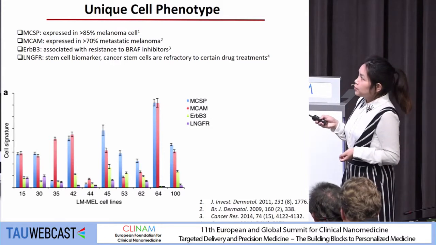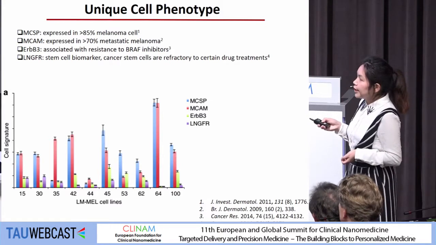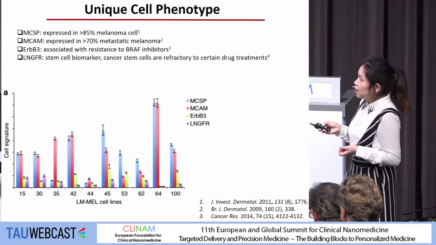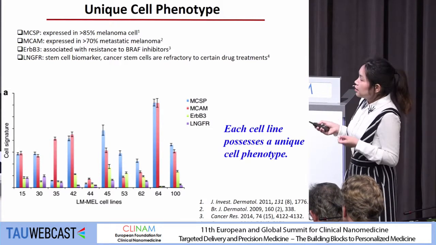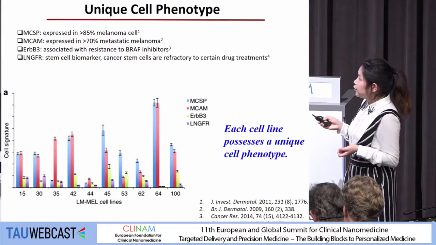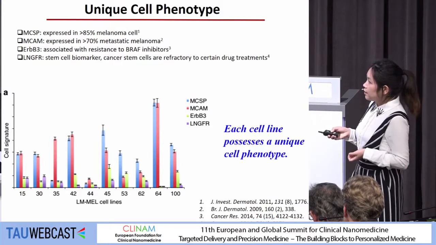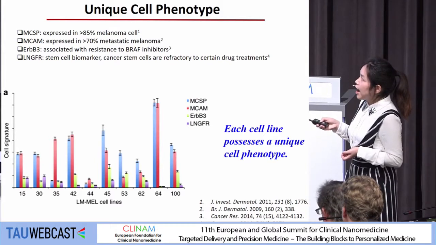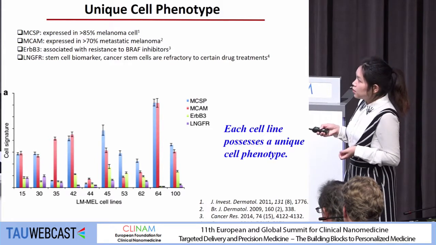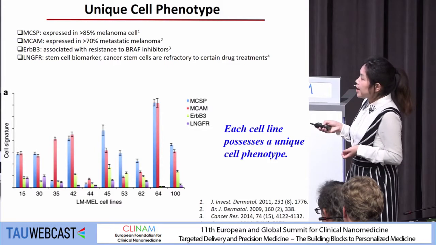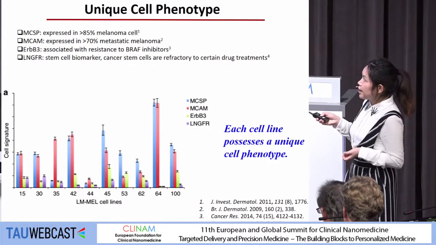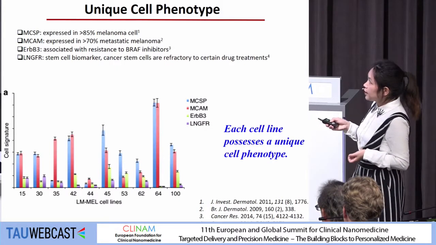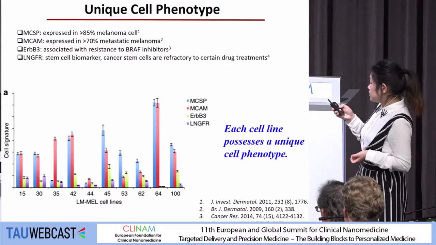We look at these 4 biomarker expressions in 10 melanoma patient-derived cancer cell lines. We can see each cell line possesses a very unique cell phenotype. For example, the M35 cell line has relatively high MCAM expression and low expression of the other 3 biomarkers, and M64 has high MCSP and MCAM expression. Now we typically look at this M64 melanoma cell line.